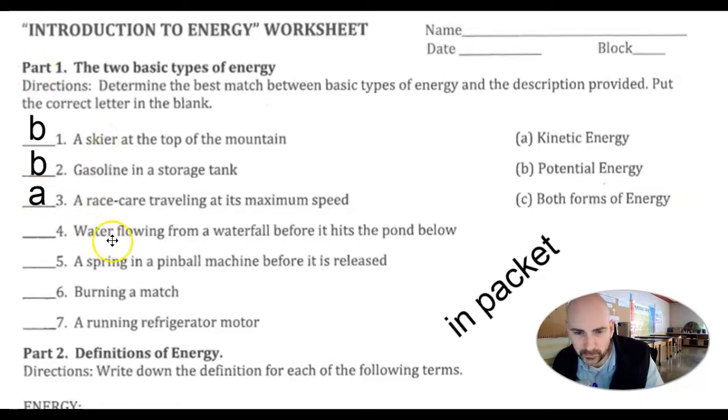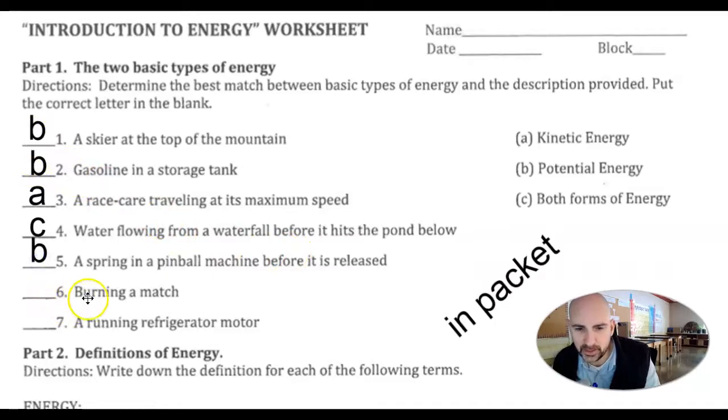Okay, look at this, number 4, water flowing from a waterfall before it hits the pond below. This is an example of both forms of energy because the water is flowing, and they're also giving you a little more information. Before it hits the pond below means it has that potential to do so. It's like the energy of moving water. A spring in a pinball machine before it's released. Okay, we've stored up the energy, therefore we have potential energy.